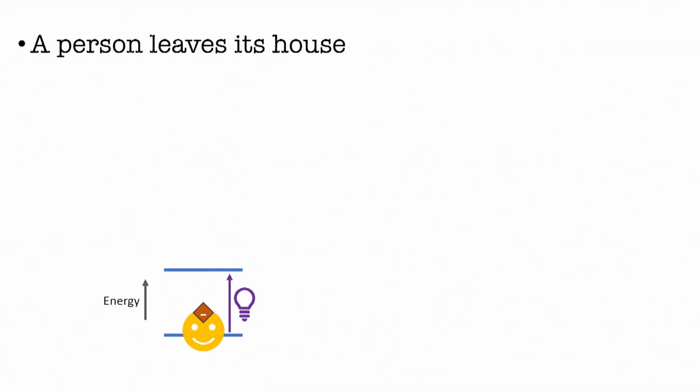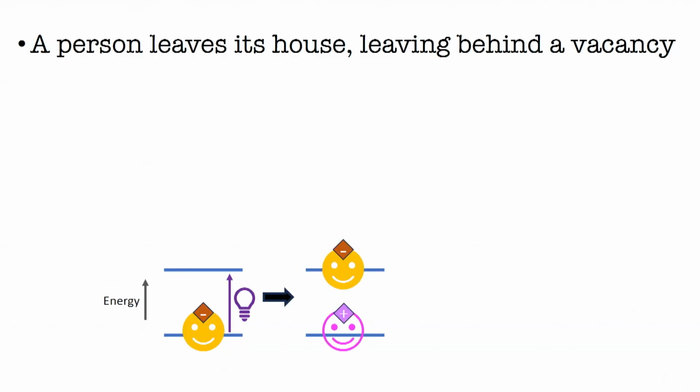So now let's imagine that the happy electron we saw before is a person who is leaving his house. In the physical world, this would be an electron that absorbed the pulse of energy and moved to a higher energy level. The person's absence is creating a vacancy in the house he left behind.